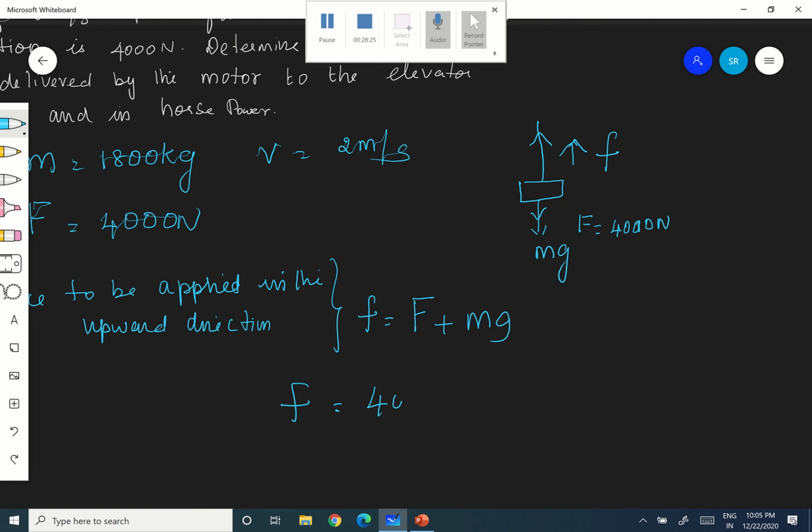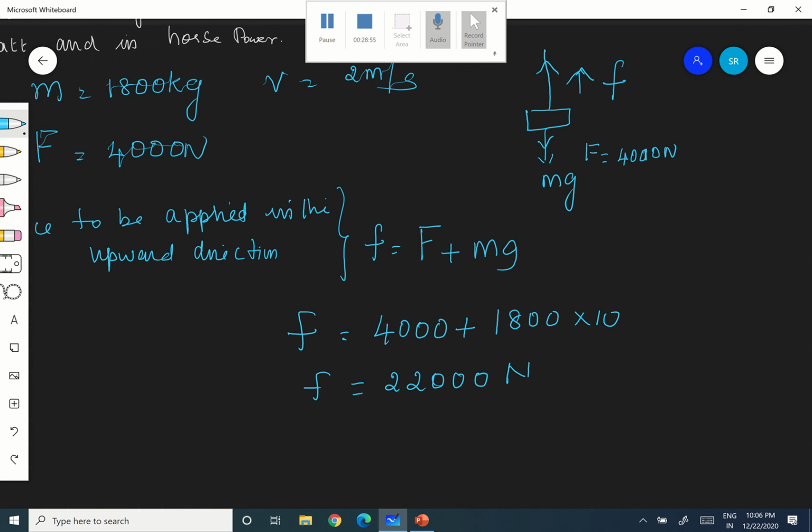F is 4000 plus, what is M here? Mass is nothing but 1800. Okay, 1800 into g, and g here is 10. Therefore 18,000 plus 4,000 is nothing but 22,000 newton. So this is the force that has to be applied in the upward direction.